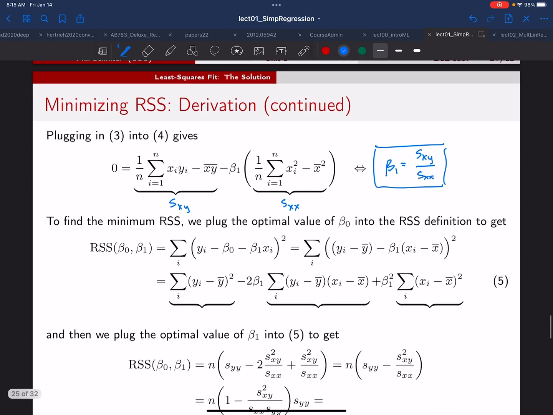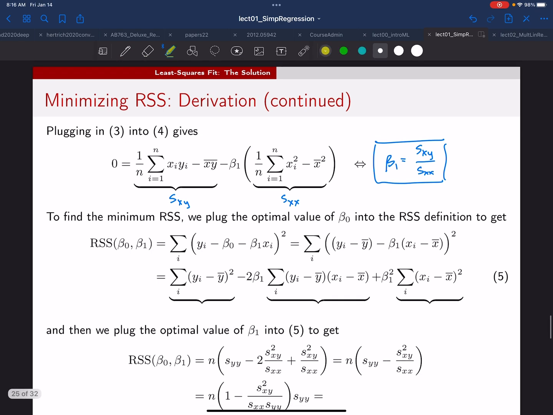So one last thing. Let's find the minimum value of the RSS. In other words, the height of the bottom of the bowl. We found the location, let's find the height. So what we have to do is we just have to take our expression, which we started by writing like this, and we just plug in our two values that we just derived. So plugging in beta 0, remember beta 0 is y bar minus beta 1 x bar. That gives us this expression.